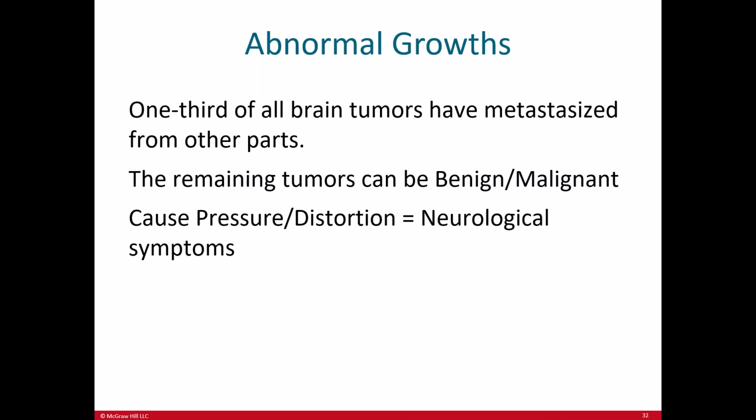Abnormal growths. Nearly 1/3 of all brain tumors have metastasized from other parts, which means there was cancer in some other area of the body and it metastasized, or spread, to the brain. The remaining tumors can be benign, which means non-cancerous, or they can be malignant, which means it is cancerous. These growths can cause pressure and distortion, which increase those neurological symptoms.